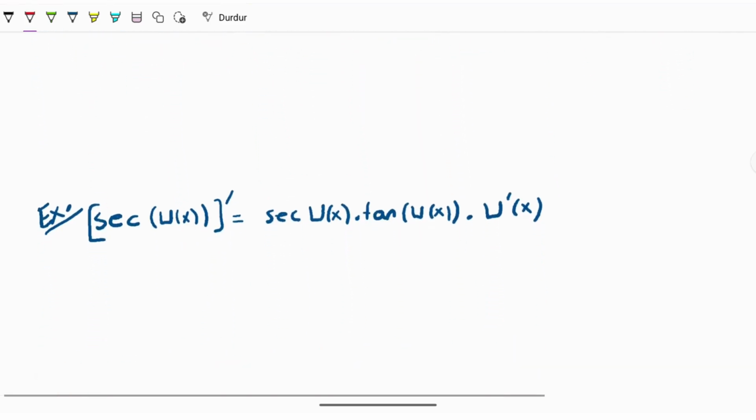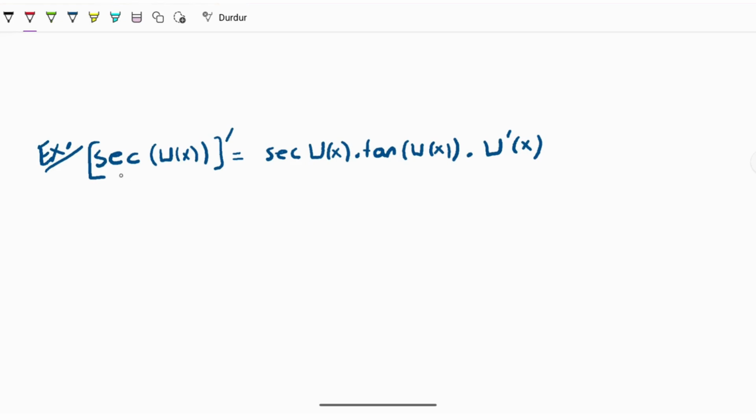Okay, let's see the next example. Derivation of secant of u of x by the chain rule. We first derivate secant with respect to u, that is secant u times tangent u, times the derivation of the argument of secant, u prime of x. We can write this by using the chain rule.